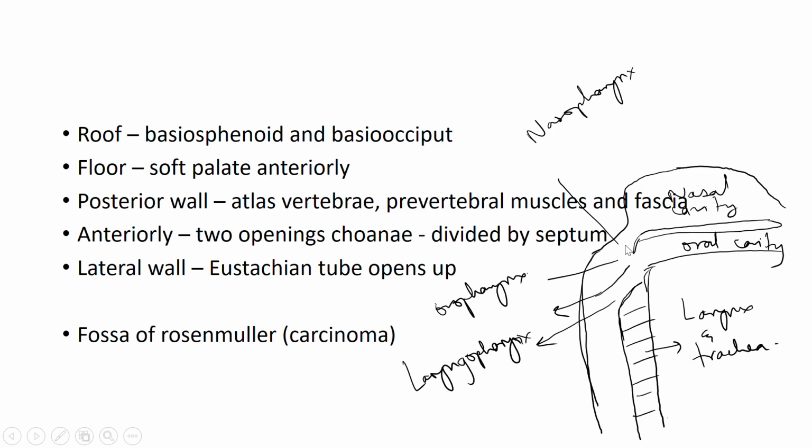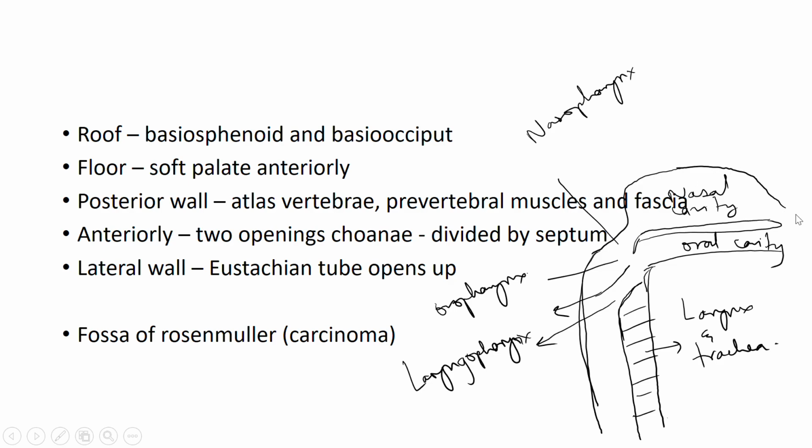So this is your nasopharyngeal isthmus, as we saw in the previous slide, and it is through this area that the nasopharynx communicates with the oropharynx. So the air enters into the nasal cavity, and through the nasopharyngeal isthmus enters your oropharynx and then enters the larynx. Now you see the posterior wall, it is formed by the vertebrae. To be specific here, it is the atlas, which has its own fascia and the muscles.